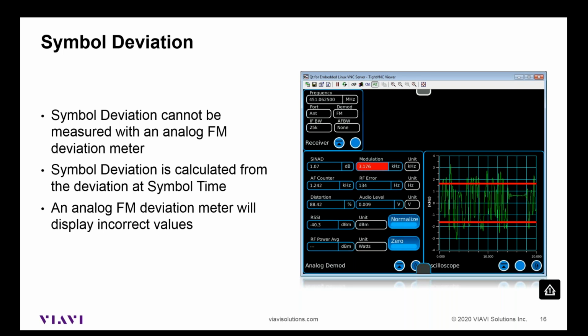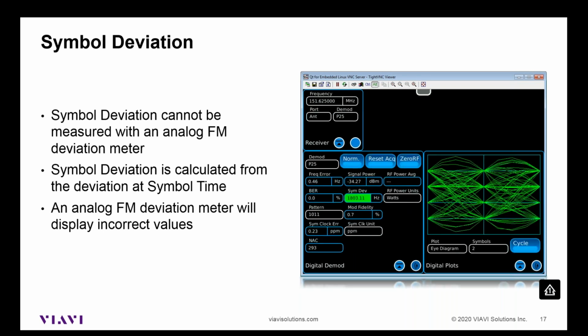Another thing to keep in mind is that there's not really a direct correlation between those two. So if I have a good radio and I key it up and I measure 3.2 kilohertz of deviation, I can't be assured that the next radio I pick up, if it has 3.2 kilohertz of deviation, that my symbol deviation is going to be the same. That could differ from radio to radio, from model to model, manufacturer to manufacturer. There's just no way to correlate those two in a reliable way to know that the radio you're testing is actually good. So again, you can see here that we're going to display an incorrect value.